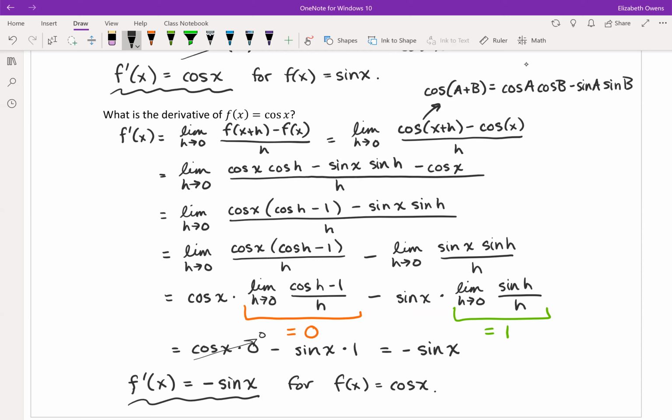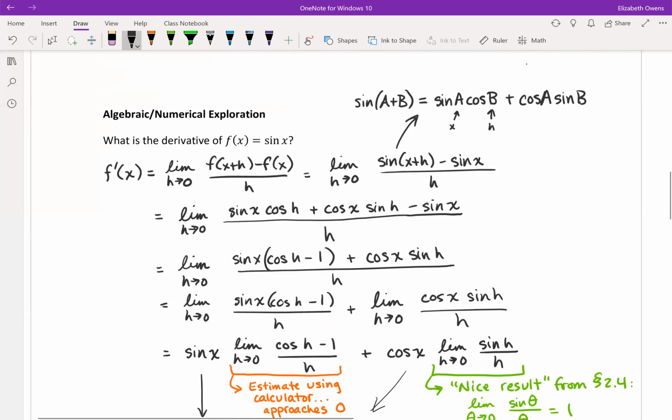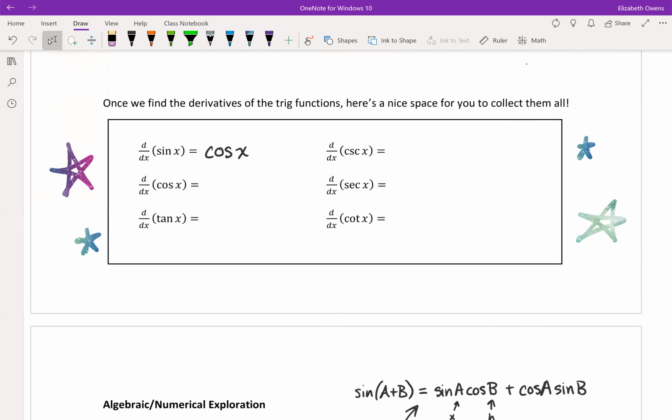So that is our second big trig derivative here. The derivative of cosine is negative sine. Let's go up to our table and put that in: negative sine of x.